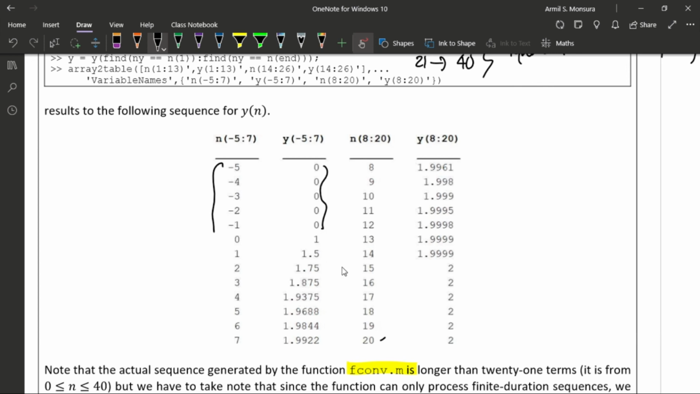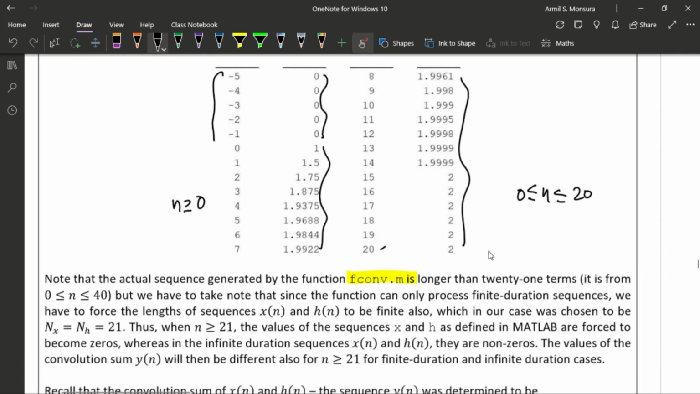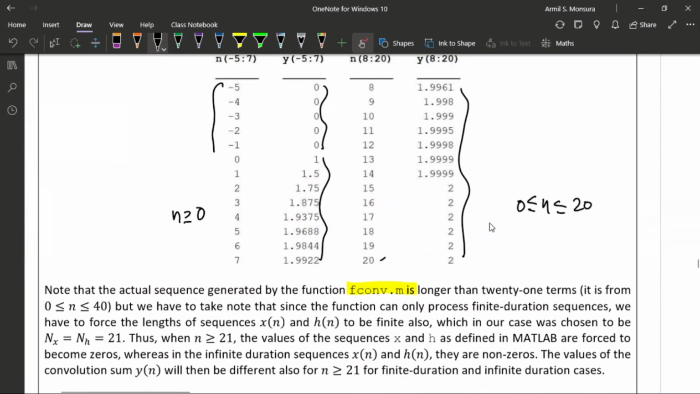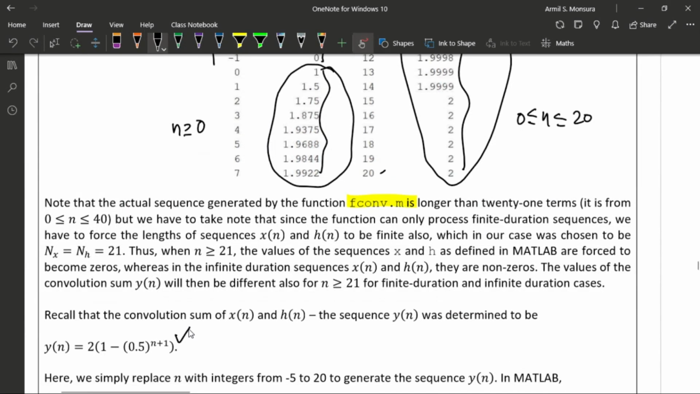So, 0 siya, okay, for negative values of n. Tapos, ito yung values, yung sequence niyo for n greater than or equal to 0. Okay? Actually, it's 0 between 0 at saka 20. Okay? So, yun siya. So, ayun. Now, what I want to do is to check if these same numbers or these same values would be generated by this expression na na-compute natin using the convolution sum.